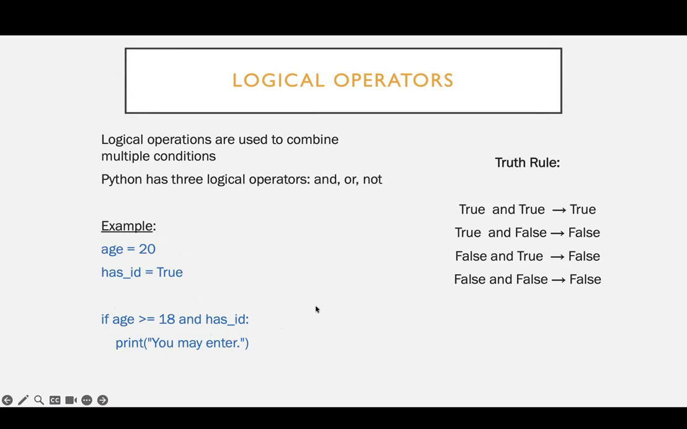And basically means both conditions need to be true. So true and true implies true. If any one of them is false, like true and false, it will be false. False and true will be false. If both of them are false, of course, the end result will be false. This is the basic rule of thumb when you are doing and.